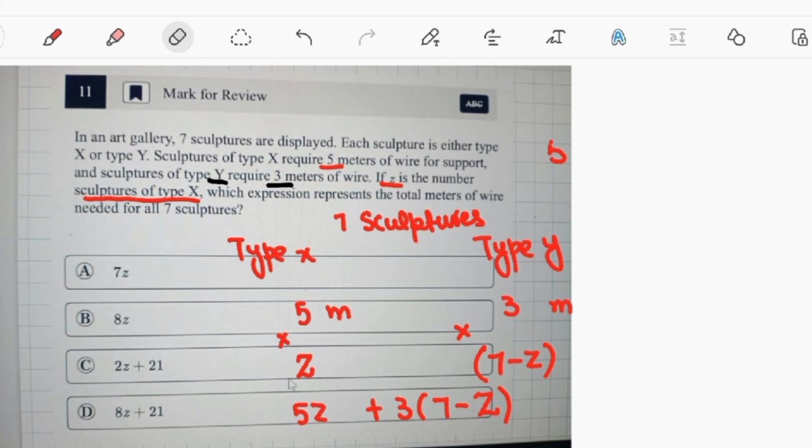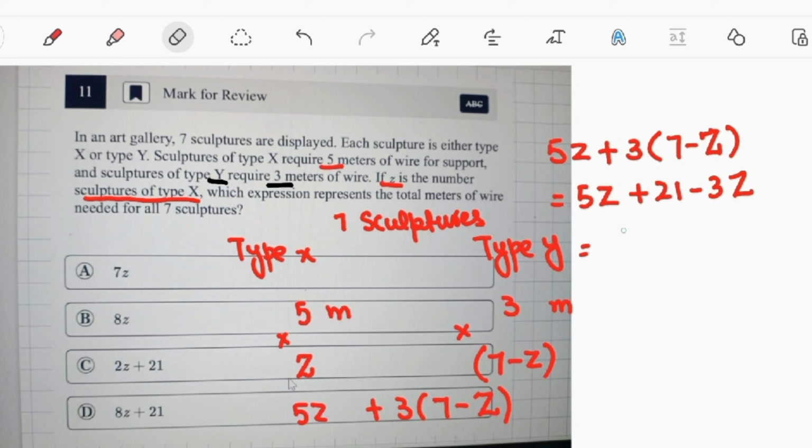So here, 5Z plus 3 times (7 minus Z), 5Z plus 21 minus 3Z, 5Z minus 3Z, 2Z plus 21.